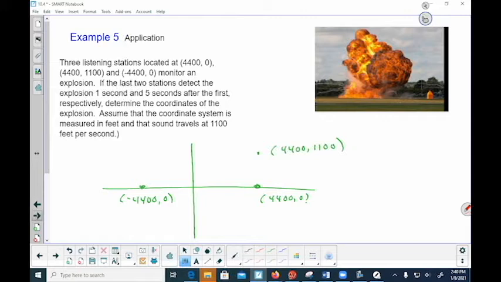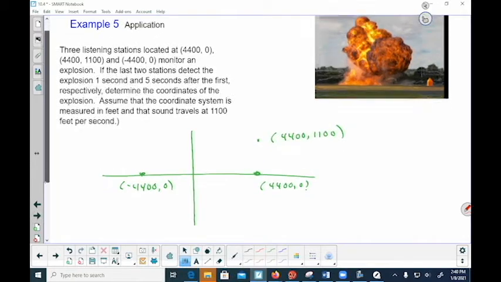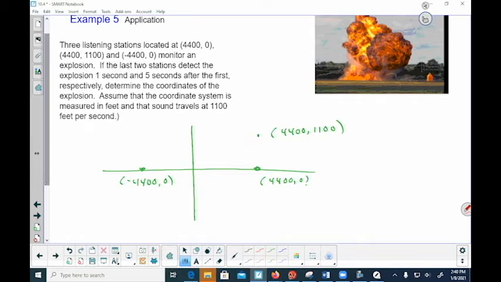If the last 2 stations detect an explosion 1 second and 5 seconds after the first, respectively, determine the coordinates of the explosion. Assume that the coordinate system is measured in feet and that the sound travels 1,100 feet per second. So what that's telling me is, since sound travels 1,100 feet per second, and there's a 1 second difference between this station hearing it and then a second later this station hears it, that tells me something. That tells me, first of all, it's closer to this station because I hear it first.